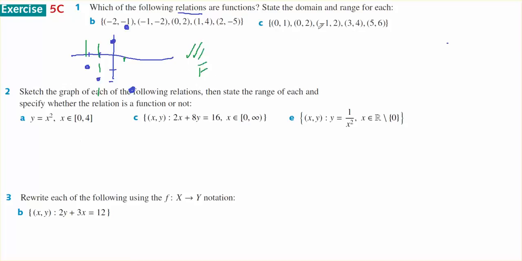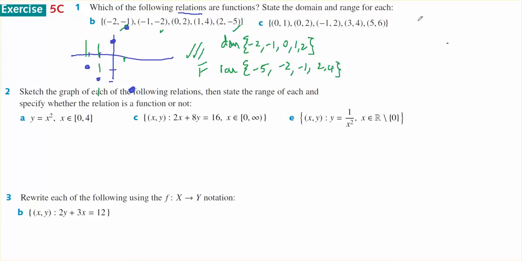And then state the domain and range of each. Well, the domain will be the set of numbers -2, -1, 0, 1 and 2, because they're the x values used, and the range will be the set of numbers -5, -2, -1, 2 and 4, and they're the set of values which is the range.